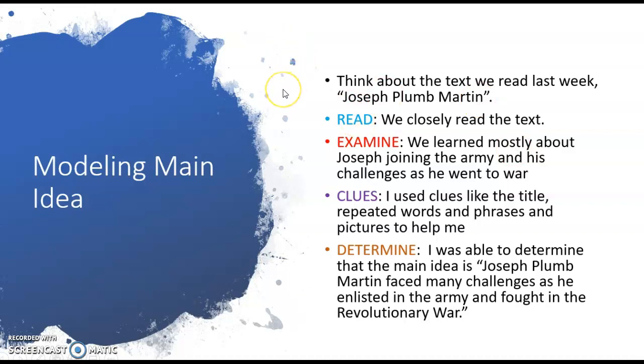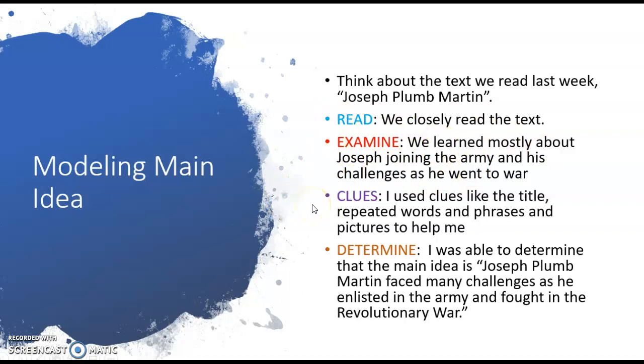Okay, so modeling main idea. Think about the text that we read last week, Joseph Plum Martin. And I'm going to go through how I decided what the main idea of the text was. First thing we did, we read the text very closely using those strategies. Next, we examined. We learned mostly about Joseph joining the army and his challenges as he went to war. That was what the text was mostly about. Those supporting details helped me understand that this is what I was reading about most of the time.